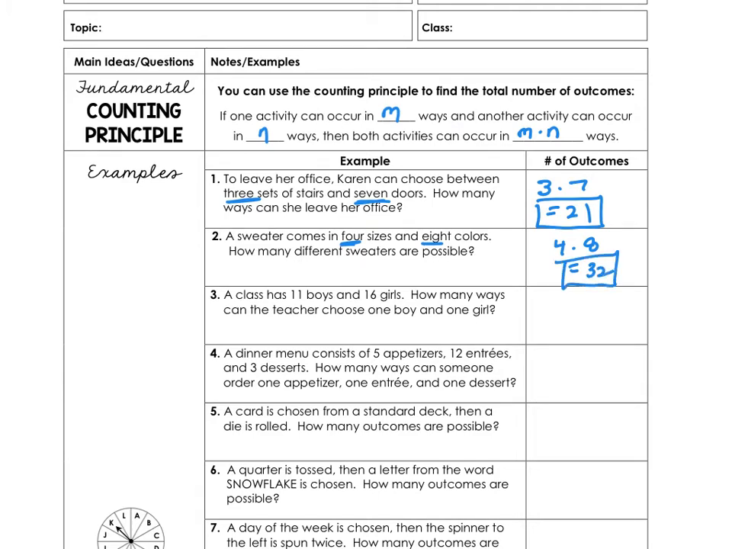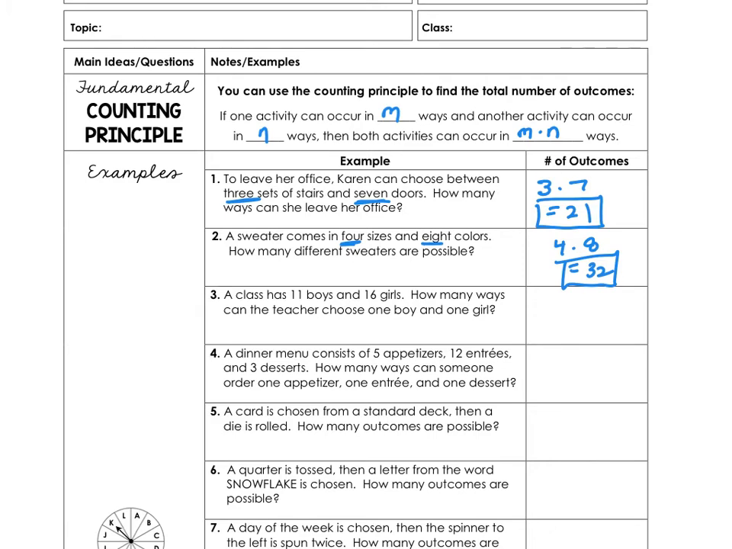Some of you are probably thinking, why didn't I just use this instead of tree diagrams? Okay, well, the difference is this is only asking us for outcomes. If we needed to know the probability of a certain way that Karen left the office or a sweater that I wanted to purchase, then you need your tree diagram so you have the specific combinations. This is just telling us how many outcomes there are. So that's why you can't always use this, but if all we're asking is for how many things are possible, if it's not asking for the probability of something, this is your strategy.